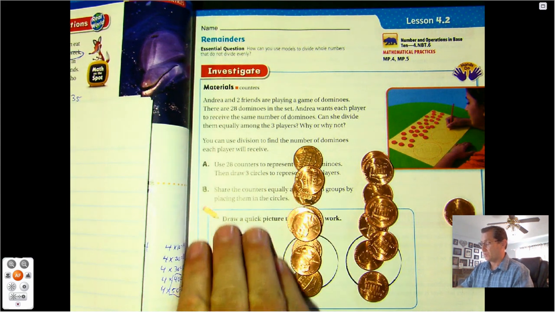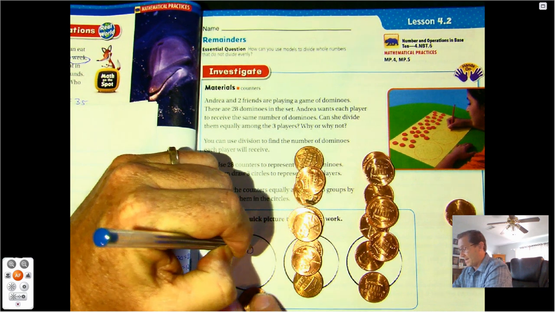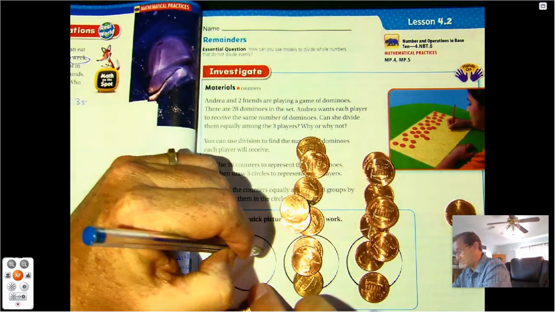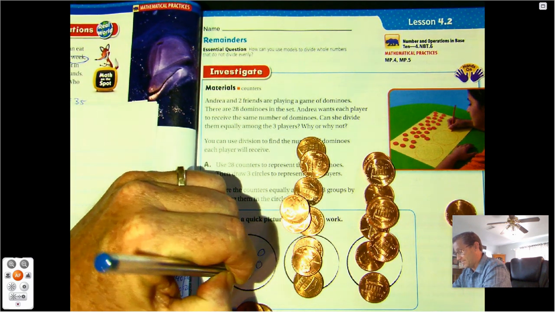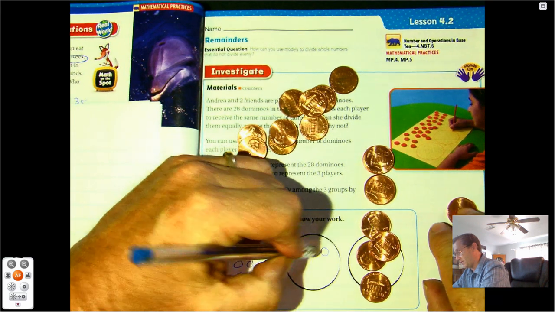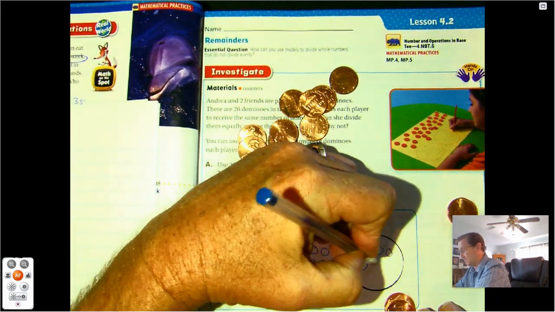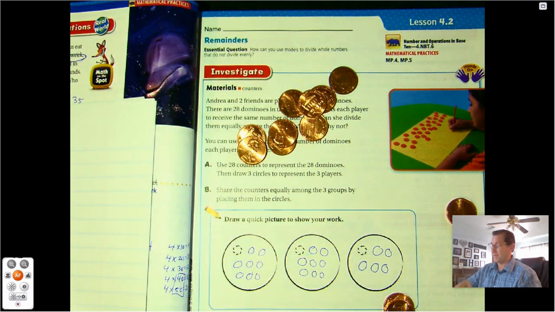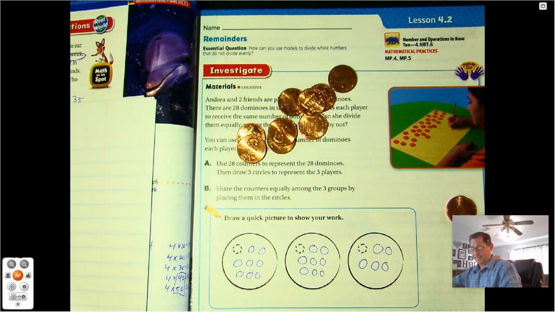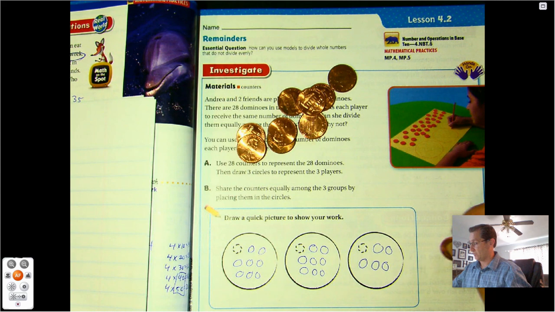Okay, so in addition to counters, we could have just drawn circles. And so we have 2, 4, 6, 8, 9 in each one right now. Okay, so there's 9 pennies I'm using as counters in each of my circles. Well, 9 times 3 is 27. So I didn't have enough to get the 28th one to share evenly. So it was left on the outside.